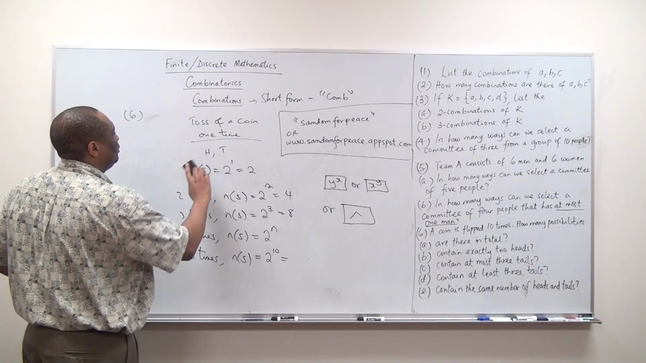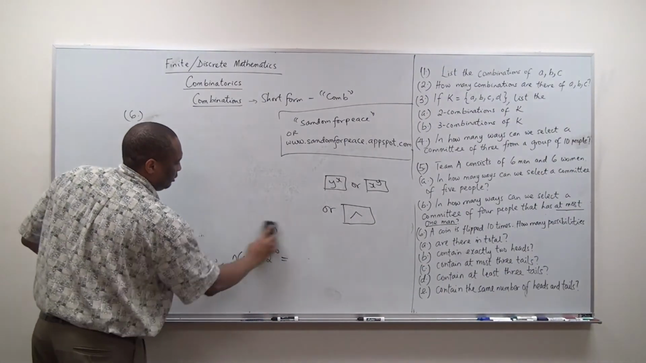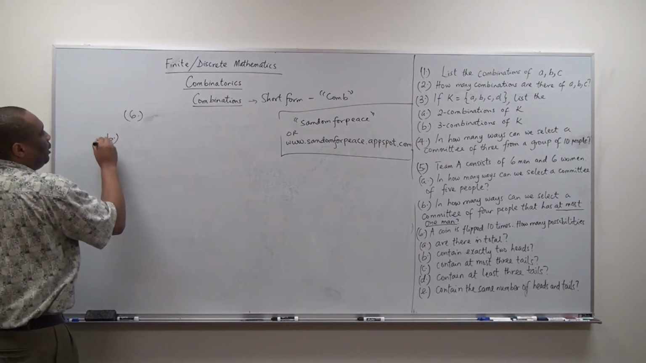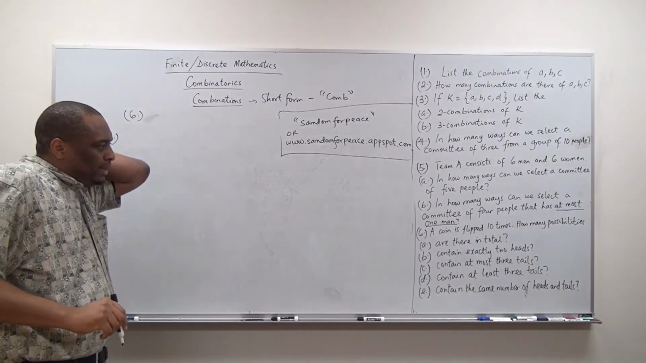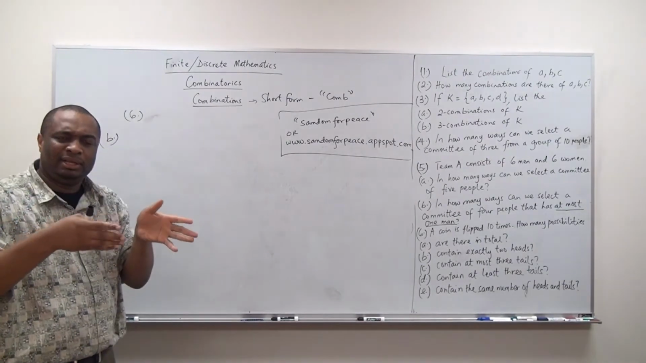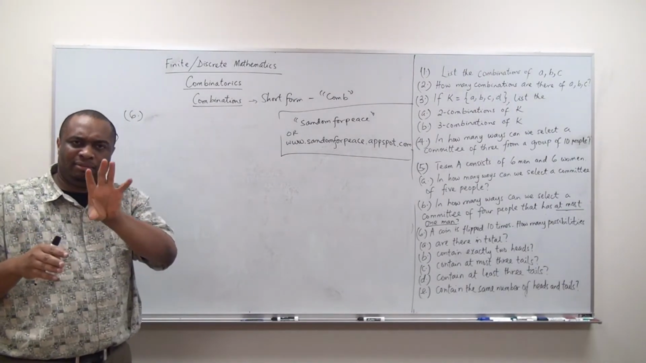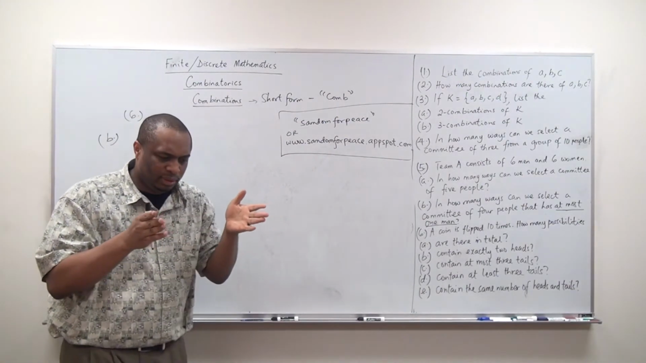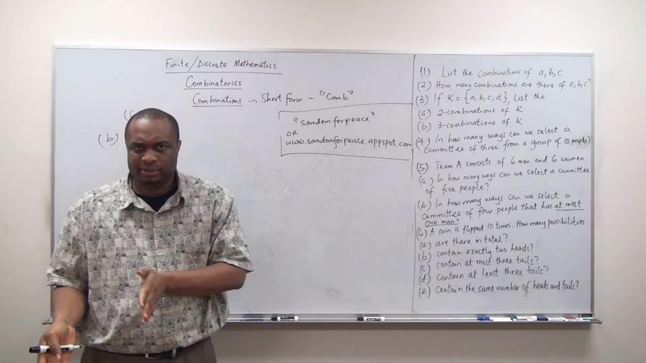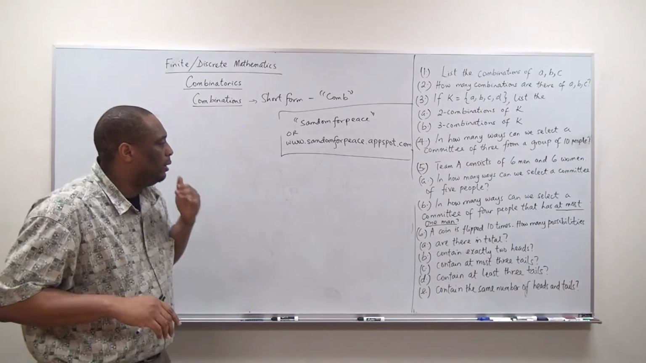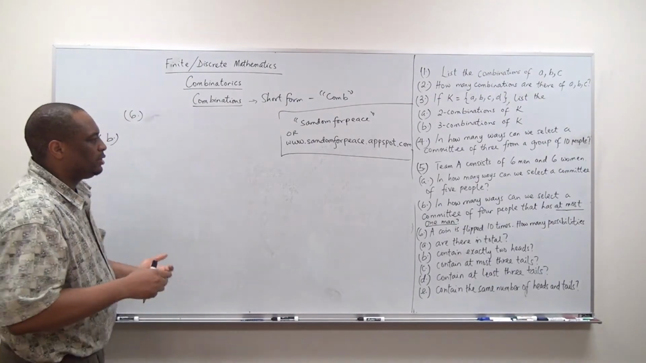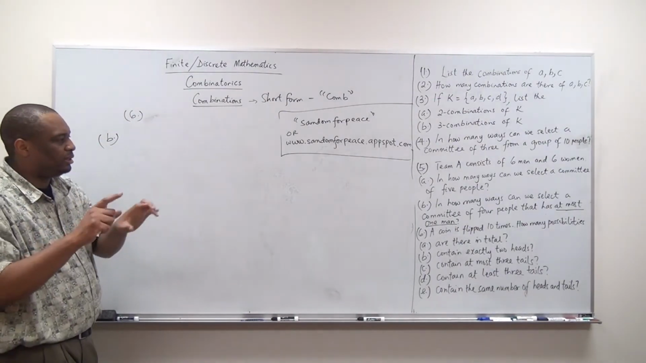Now, for B, it says, how many possibilities contain exactly 2 heads? Of course, when you flip a coin 10 times, we basically have 5 heads and 5 tails. But now, what are the possibilities that it will contain exactly 2 heads? So this is just selecting 2 from 10, because it's 10 times.